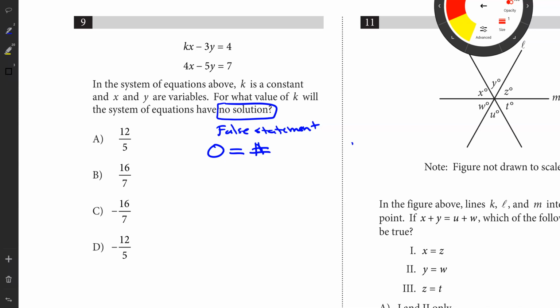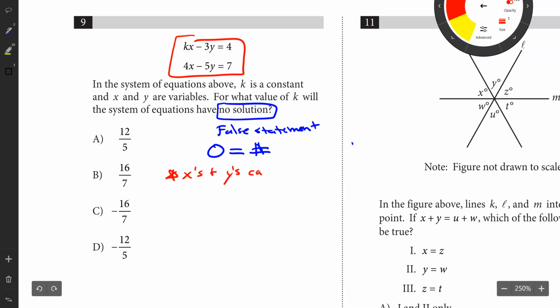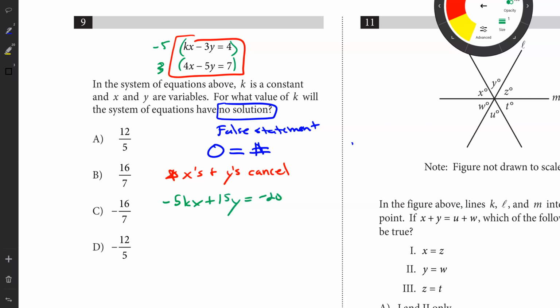Okay, I've got this system right here. And if we want to get 0 equals a number, that means that we need to get our x's and y's to cancel. So we want to have x's and y's cancel. Okay, well, if you look at your y's, you would multiply your first equation by, let's say, -5, and your second equation by 3, because then I would get a positive 15y and a negative 15y. So let's try that. So -5kx plus 15y equals -20. My other equation, I would get 12x minus 15y equals 21.